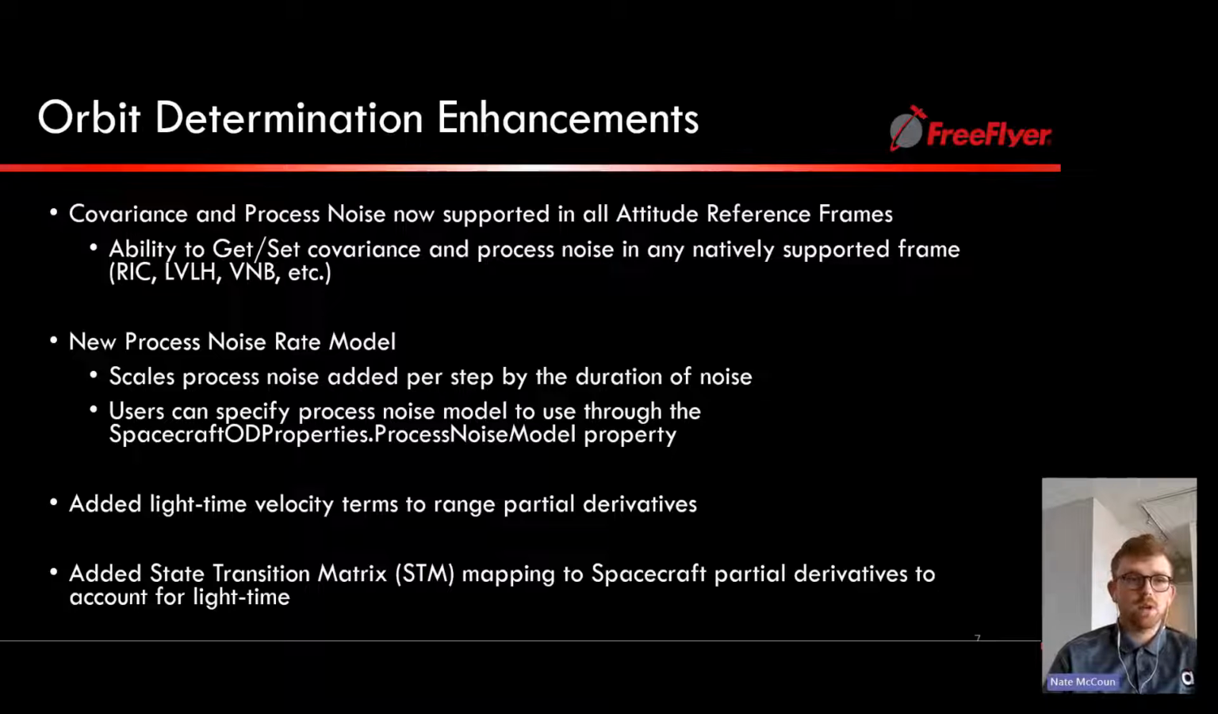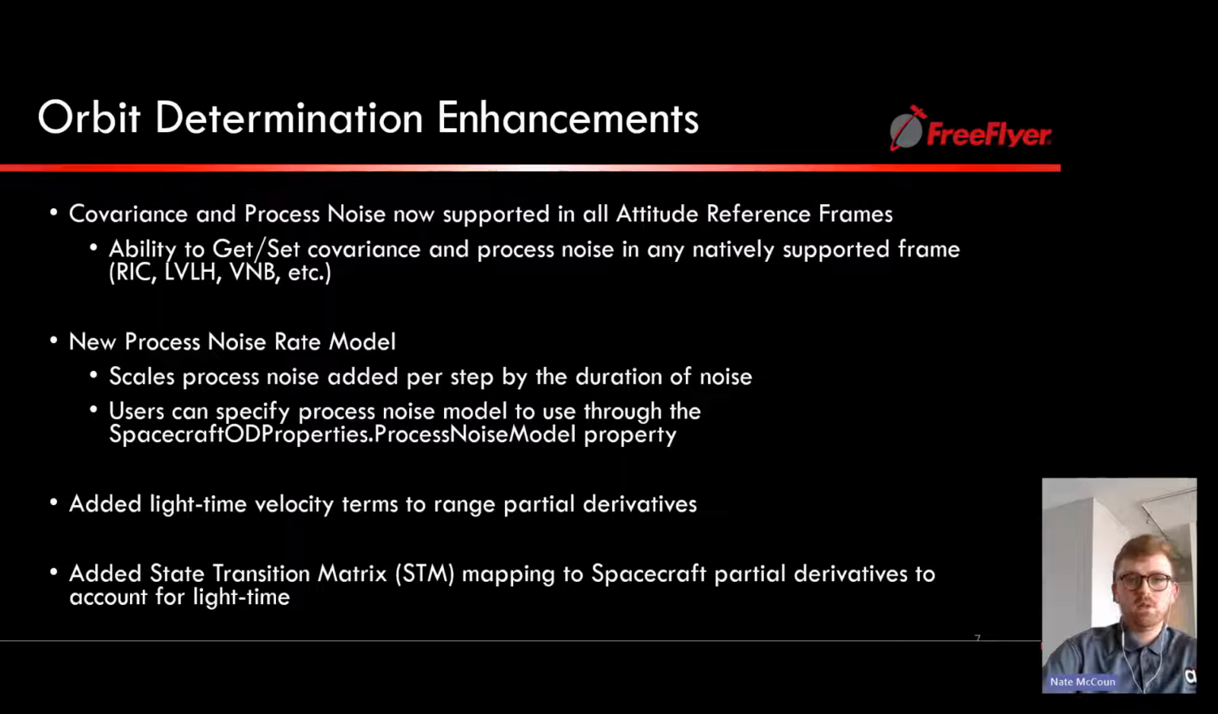Along with the new covariance and process noise, we do have a new process noise rate model. This will scale the process noise added per step by the duration of noise, and users can specify which process noise model to use through the spacecraft OD properties process noise model property. We've also added velocity light time terms to the range partial derivatives and also added state transition matrix mapping to spacecraft partial derivatives to account for light time.